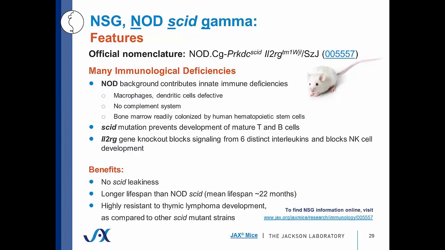Some of the benefits of the NSG mouse are that it does not have any SCID-associated leakiness. Many SCID mutants will develop mature T cells over time as they age, and this has not been seen in NSG mice, and it's not really understood why, but they do not develop SCID leakiness. They also have a longer lifespan than their NOD-SCID counterparts. Their mean lifespan is around 22 months, whereas NOD-SCIDs die of thymic lymphoma development at around 9 months. And finally, NSGs are highly resistant to thymic lymphoma development as compared to other SCID mutant strains.